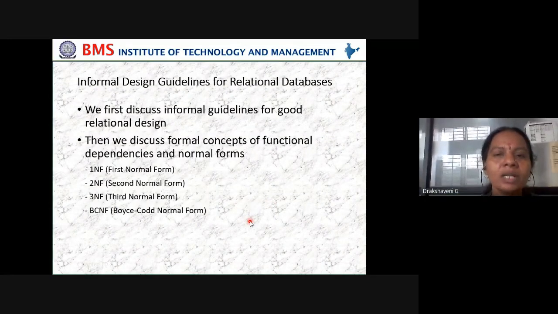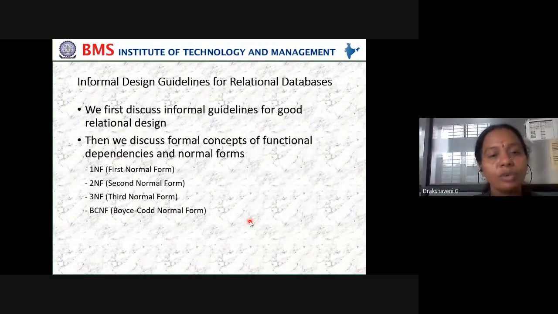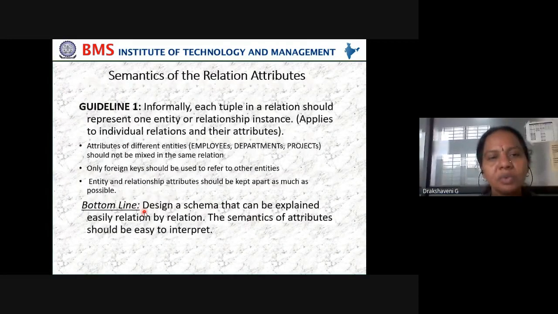We'll see them. In the informal guidelines, first we discuss what the informal guidelines for a good relation are. Then we discuss what functional dependencies are and what the normal forms are. We see all this: first, second and third normal form. Then we see BCNF. First we see the semantics of relational attributes.